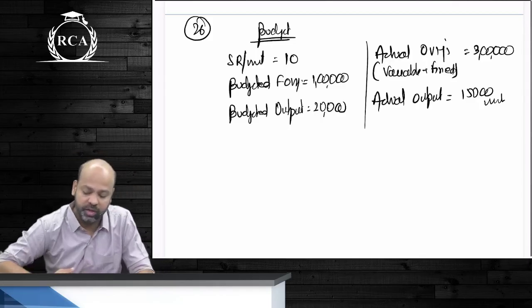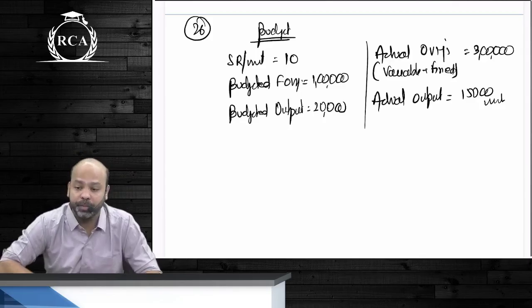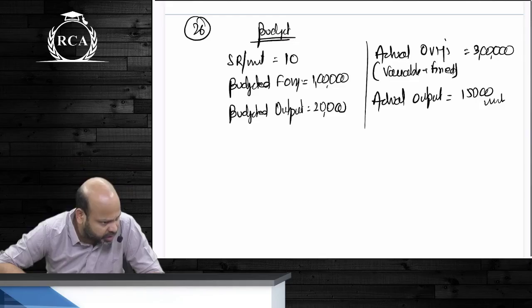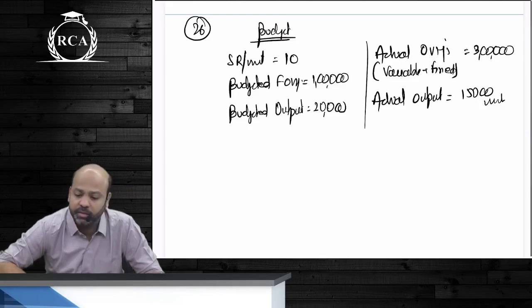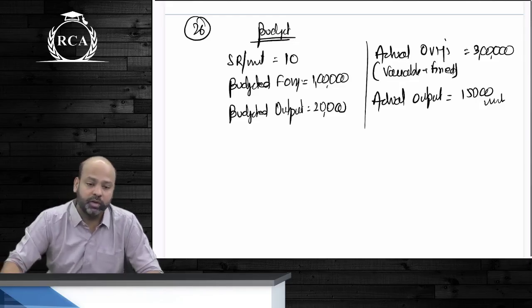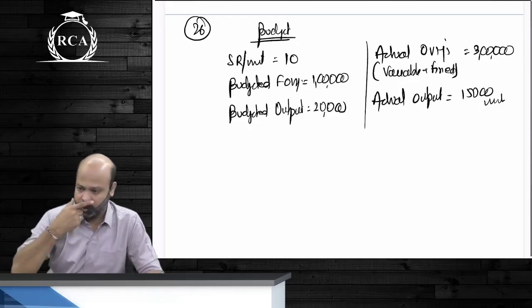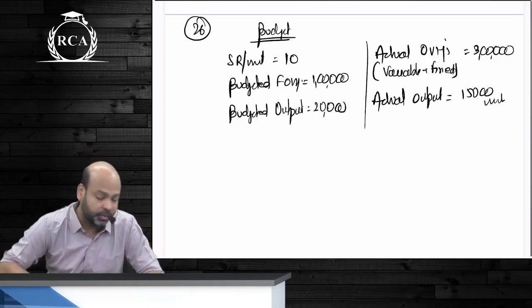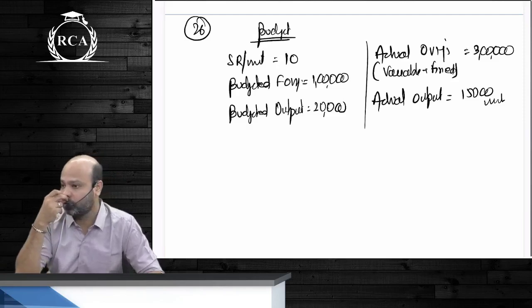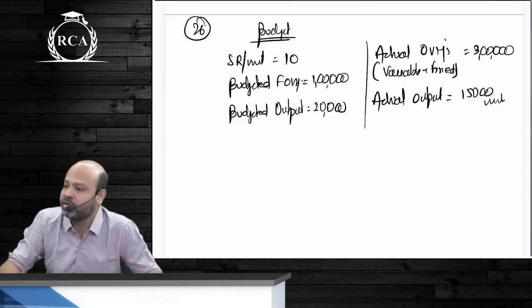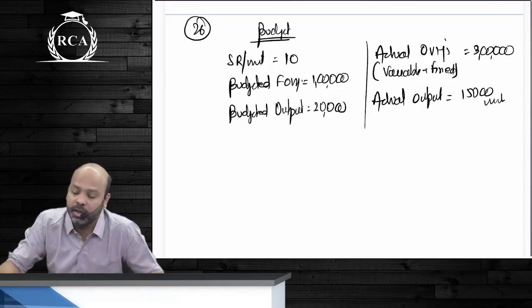Variable overhead efficiency and expenditure variance separately. Next line. Actual variable overheads and fixed overheads are also not given separately.